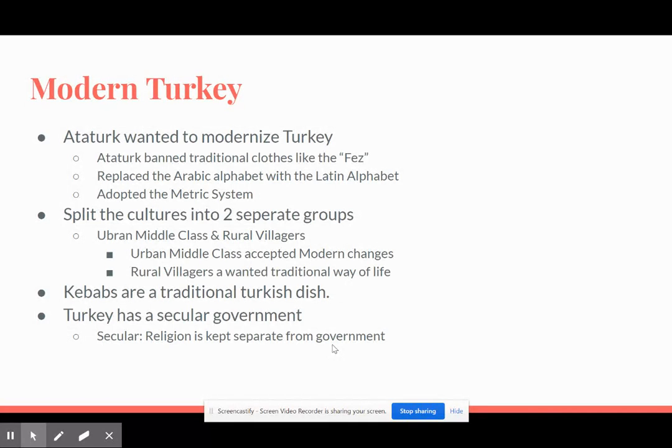Okay, so we use the metric system in science and in math in several different areas of our lives. Okay, so this made a really big impact on the people who were living there because they basically had to relearn everything that they had already learned to do.